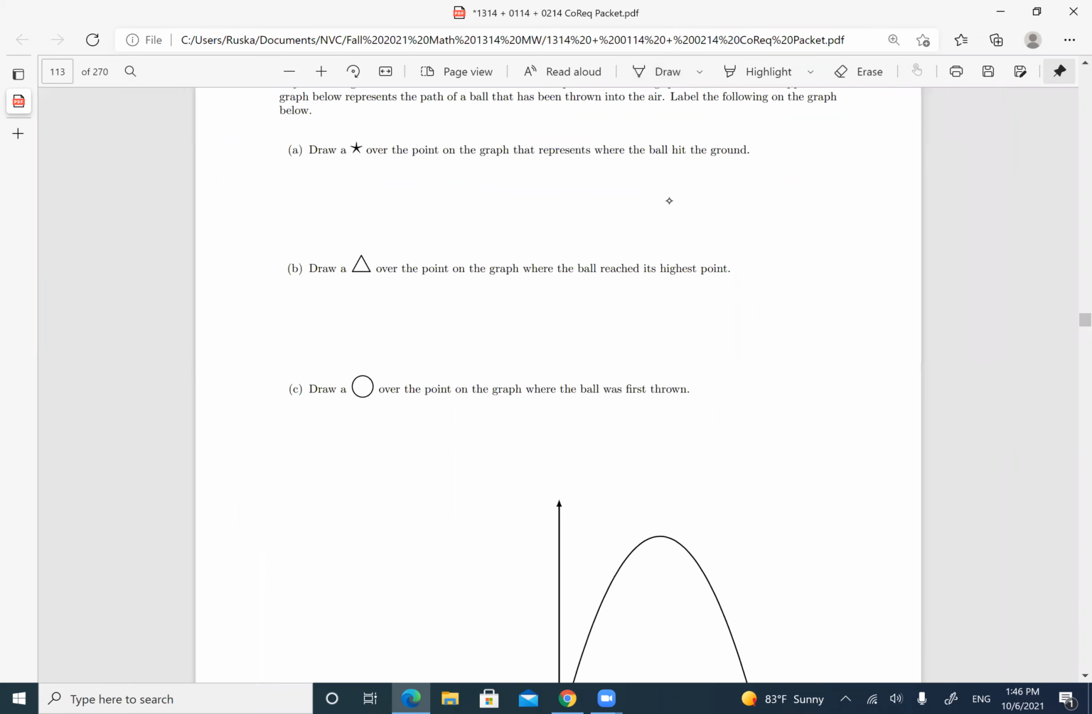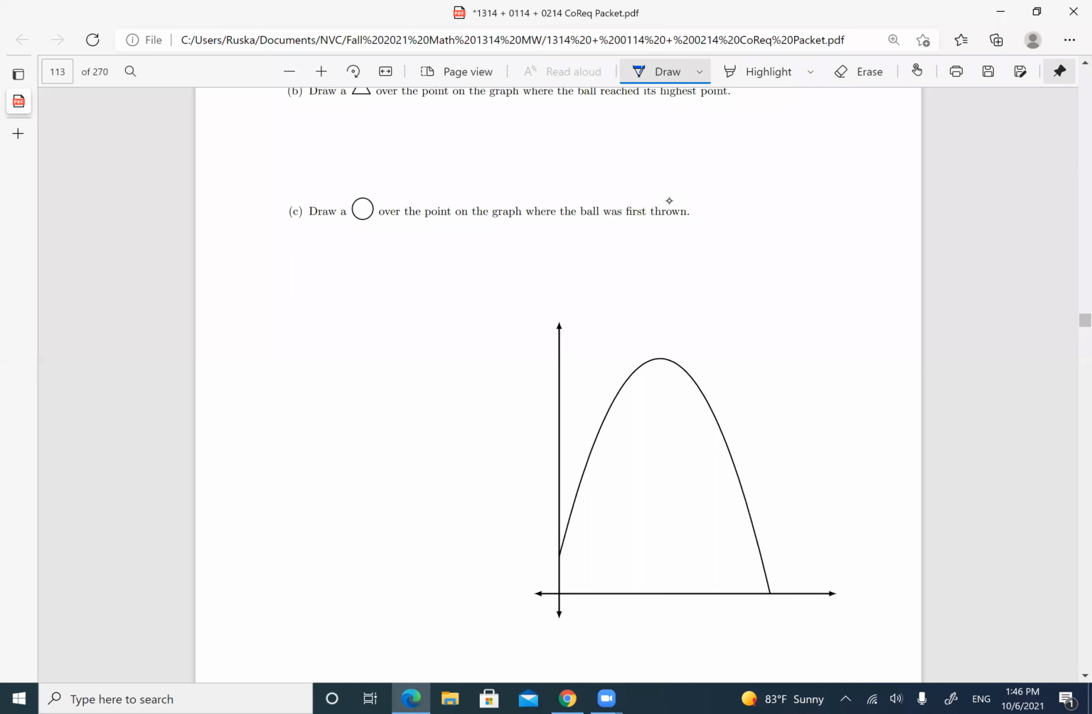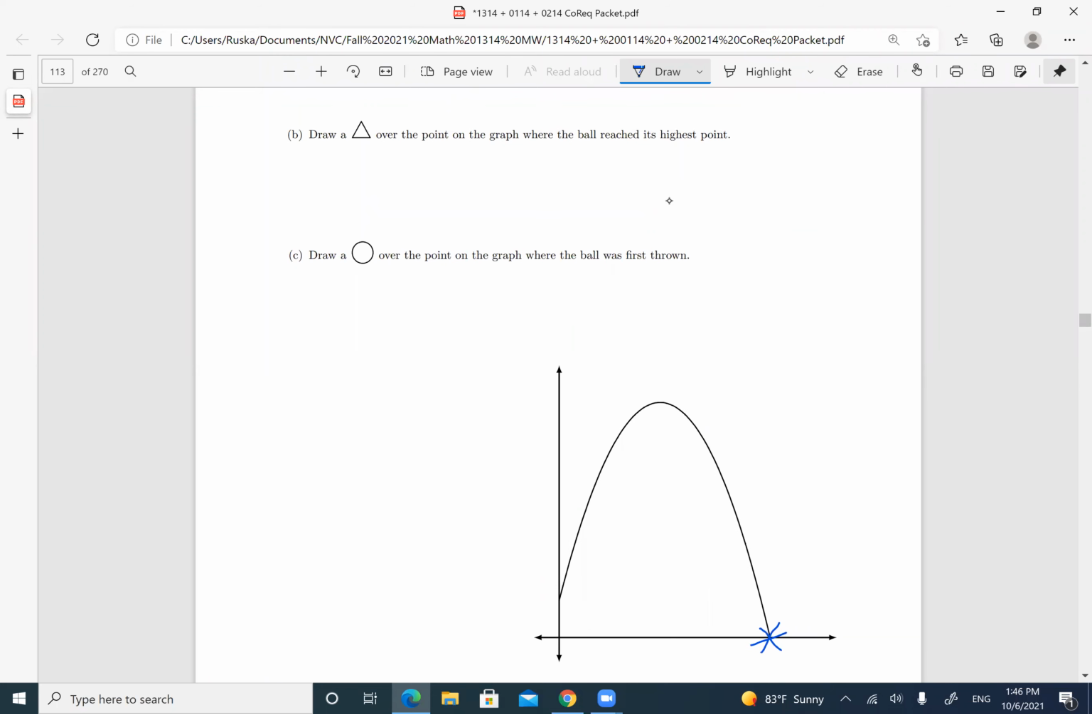We have to draw a star over the point on the graph that represents where the ball hit the ground. So this is the graph where the ball is going to hit the ground. It's going to be right here, right? That's where you're going to put the star. Everybody see that? The next one, we have to draw a triangle over the point on the graph where the ball reaches the highest point. And that's going to be the vertex, right? So this is where the vertex is going to be. That's where you're going to put your triangle.